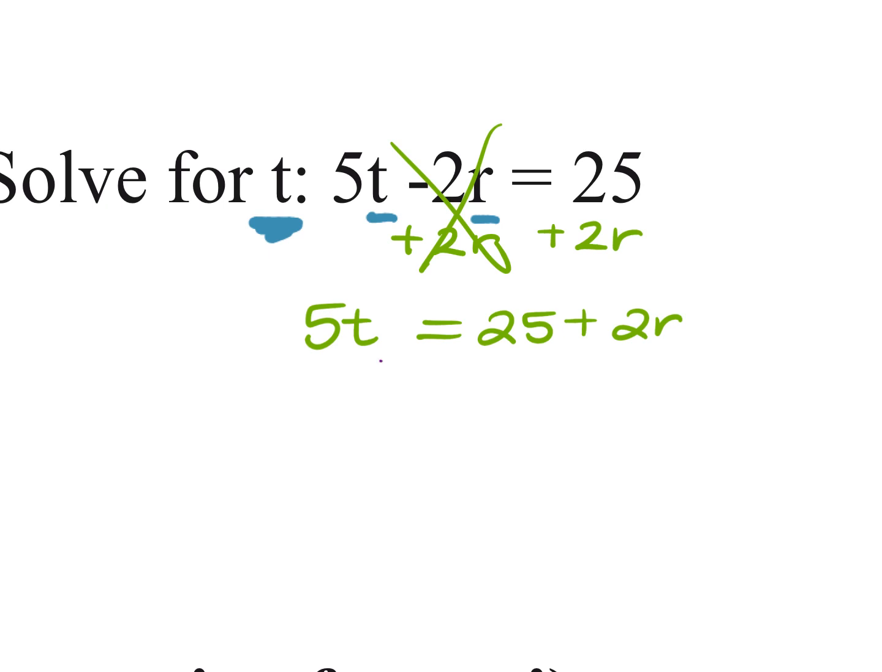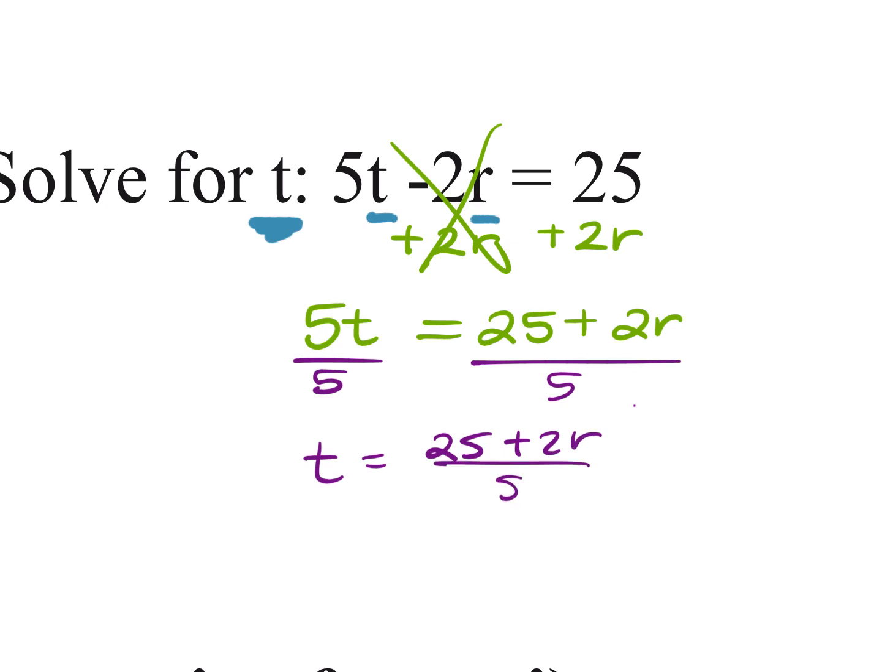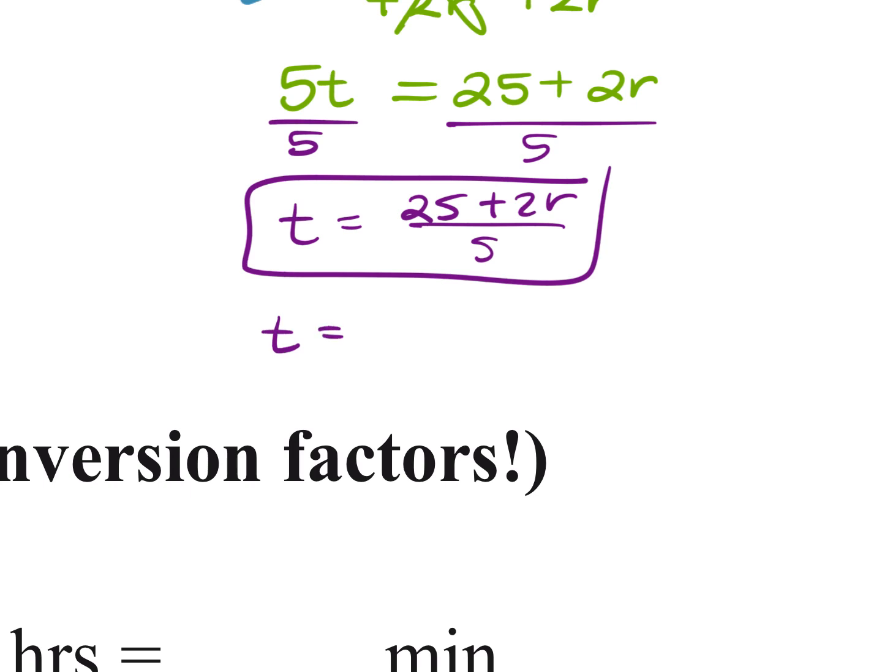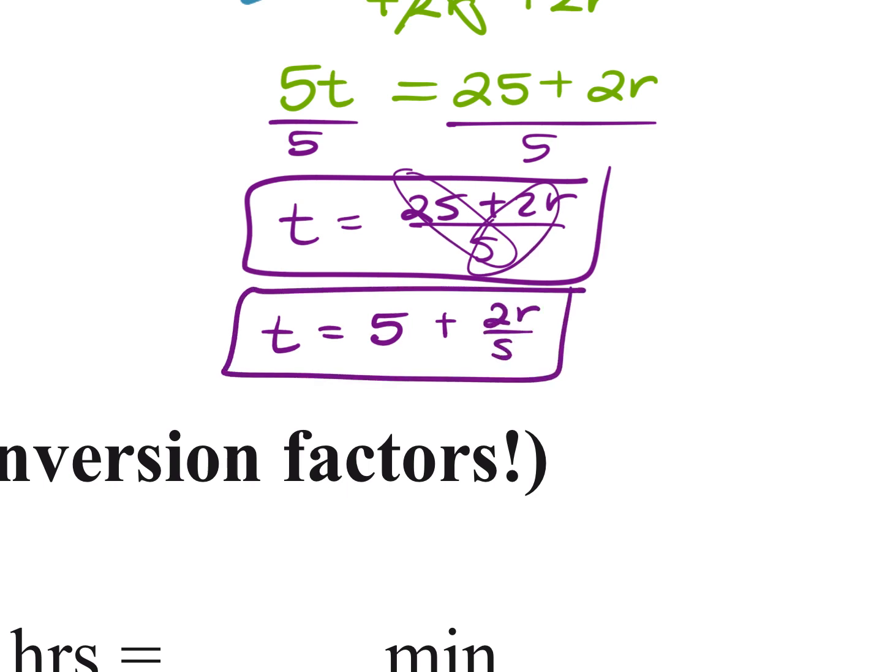And then divide by 5. And again, you may just leave it like this. Okay, I'm fine with that. Or if you want to simplify it, it would be t equals 25 over 5 is 5, plus 2r over 5. So if you want to go simpler, do this one. I am totally fine with you just leaving it as the first one. Okay.